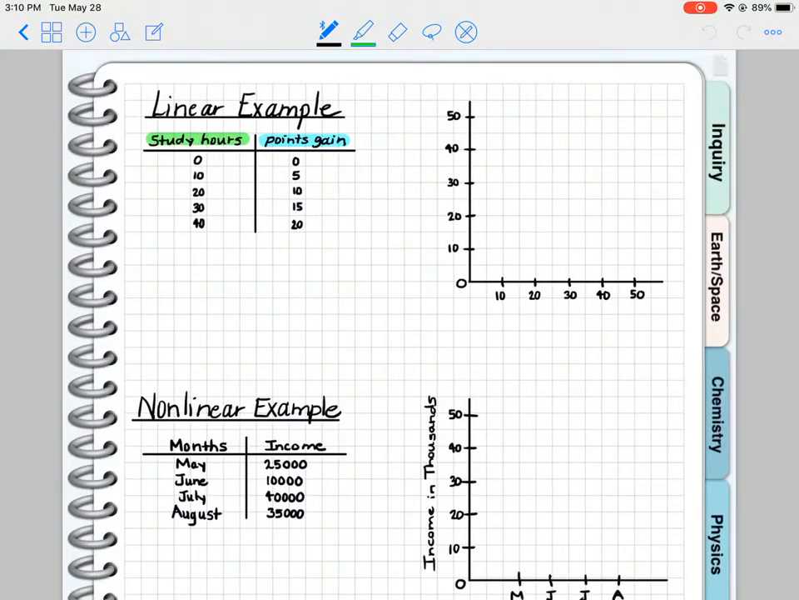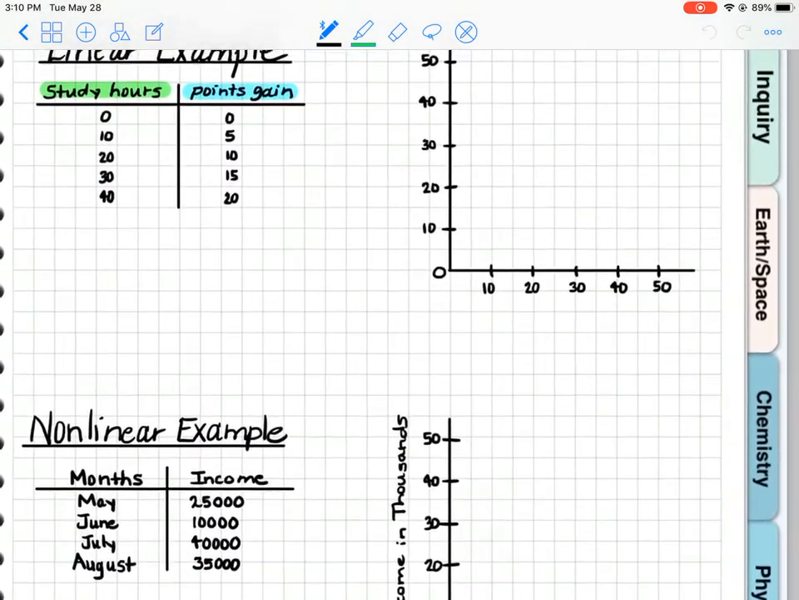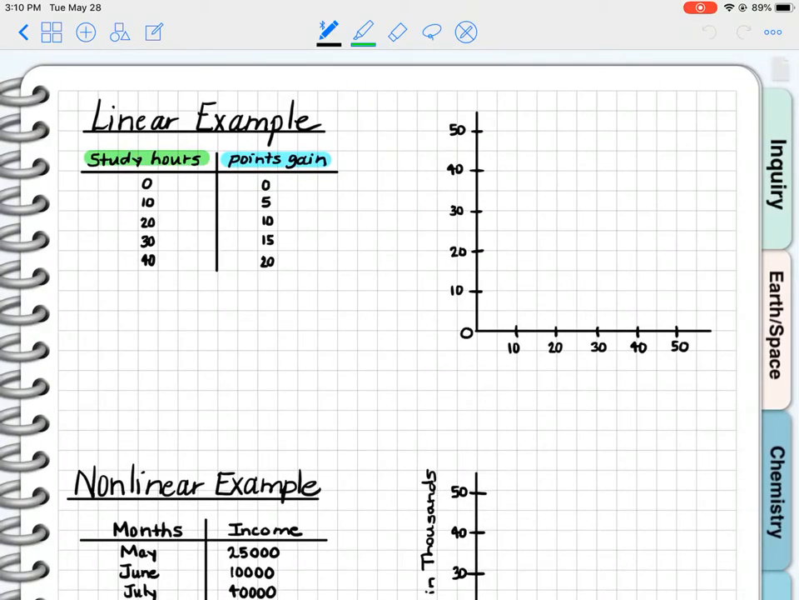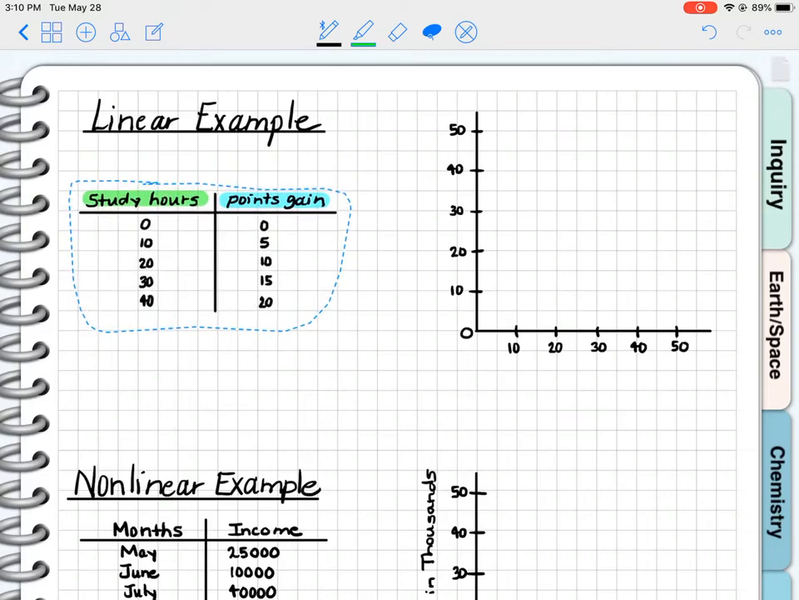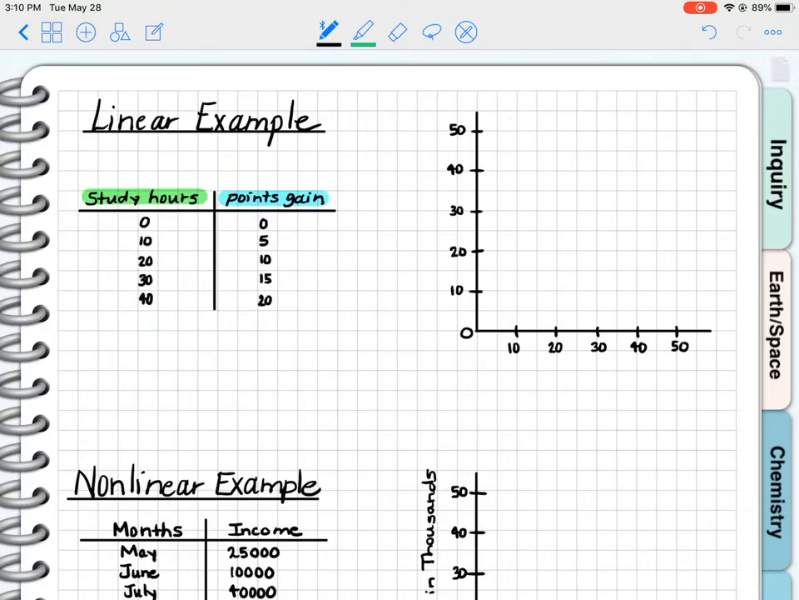So let's start with a linear example. And before we get to the graph, let's take a look at the table. That's where the data is given. And notice that I have study hours and points gained.